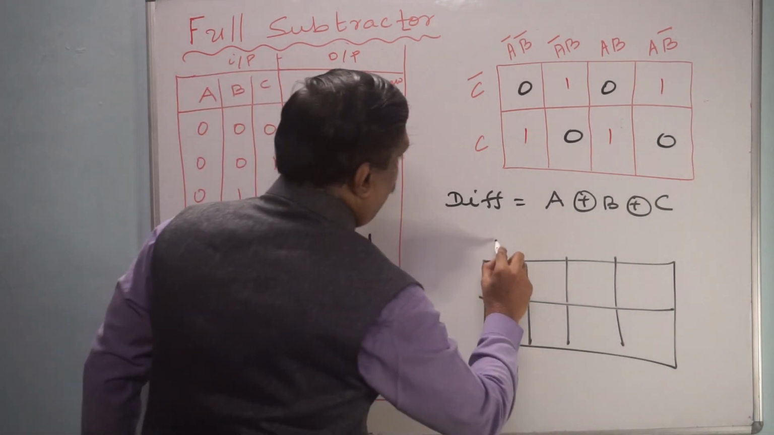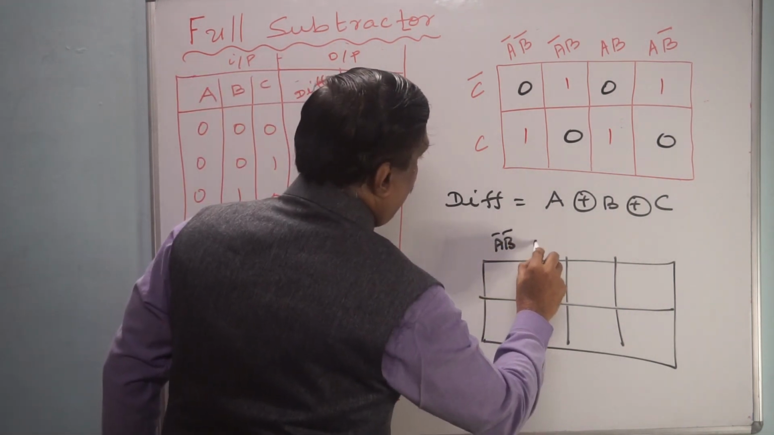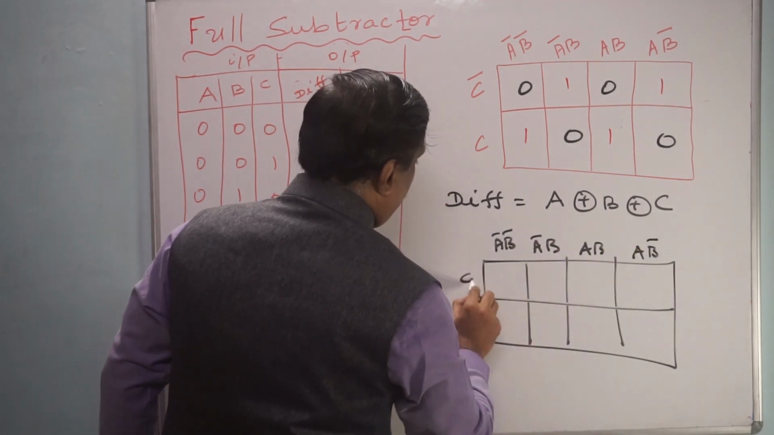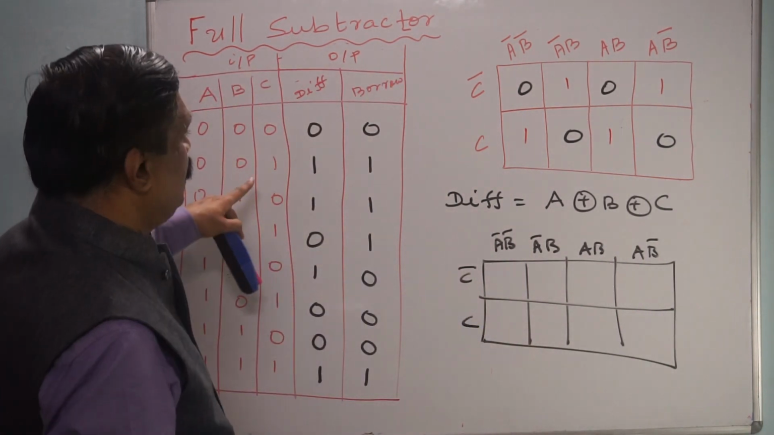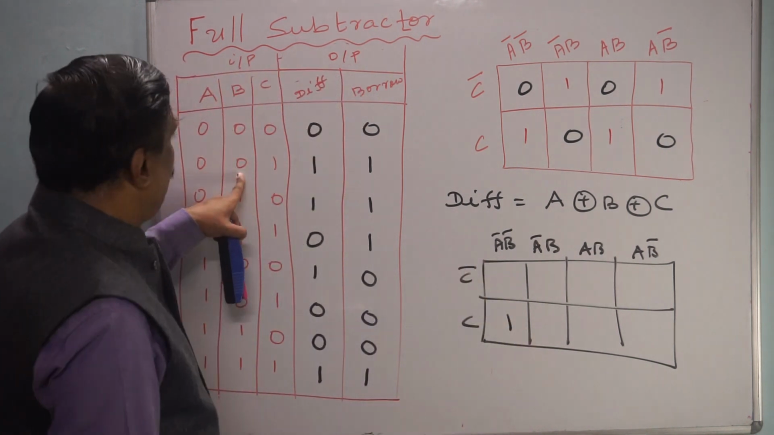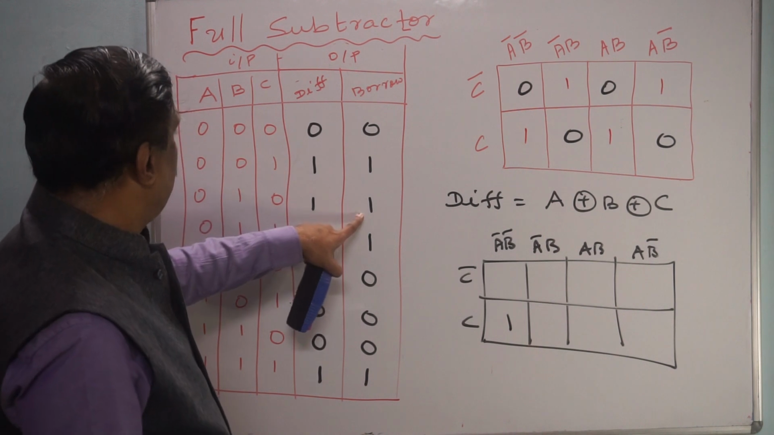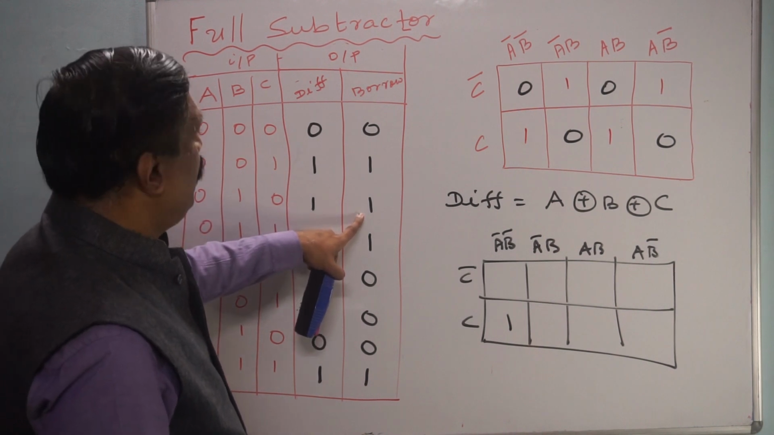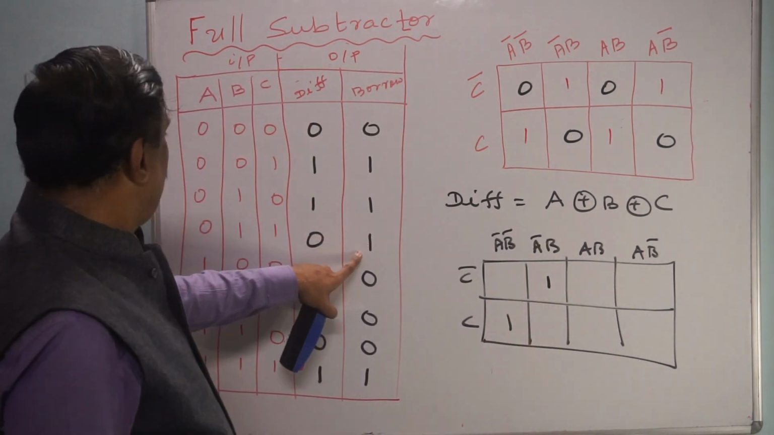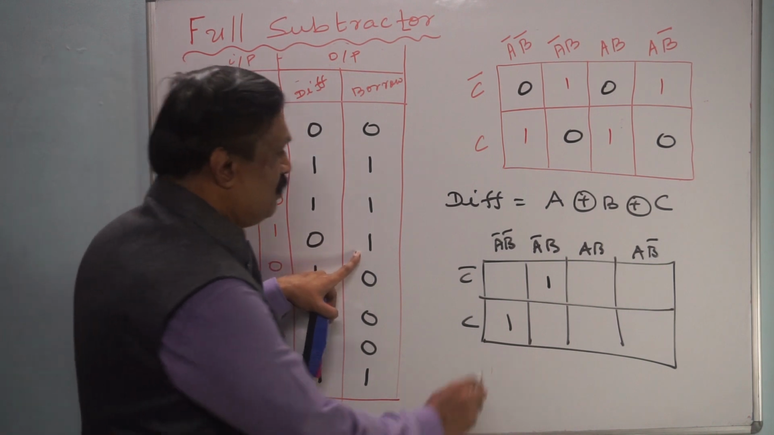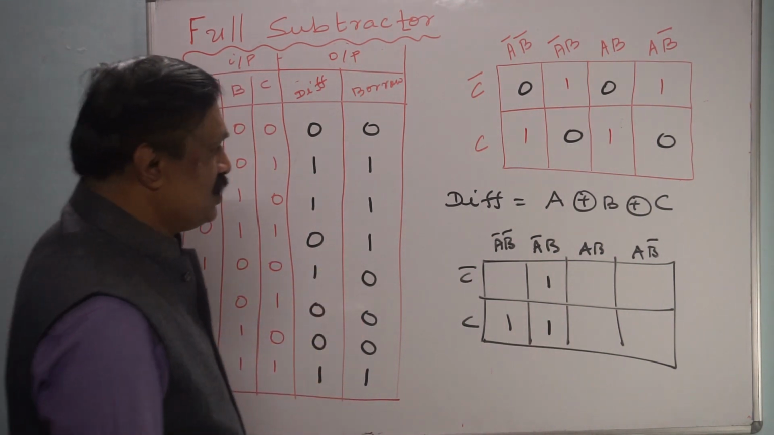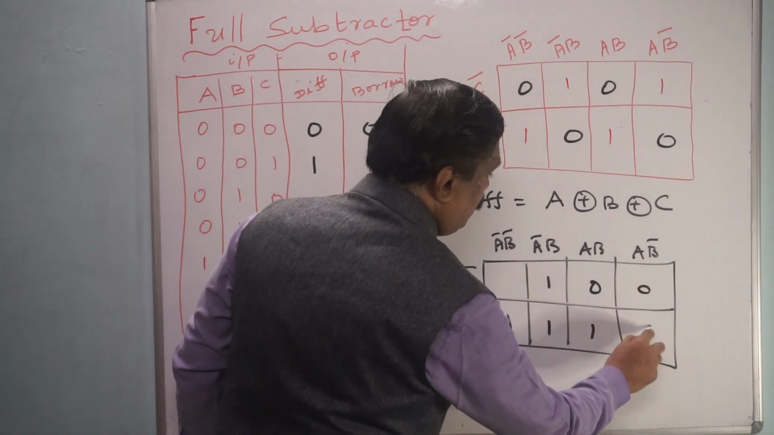If you go for a K-map, then what is this? Here A bar B bar, A bar B, A B, and A B bar, C bar, C. That means here A bar, B bar, C. This one I am writing here, and this one A bar, B, C bar. And this one A bar, B, C. And this one both are 0, and this one A, B, C. Therefore these are all 0.